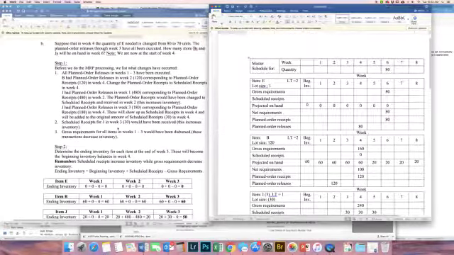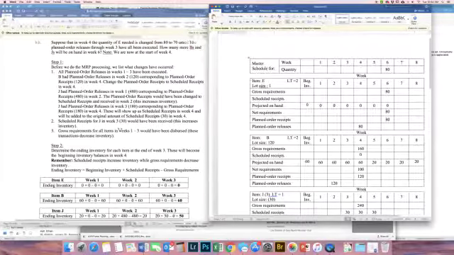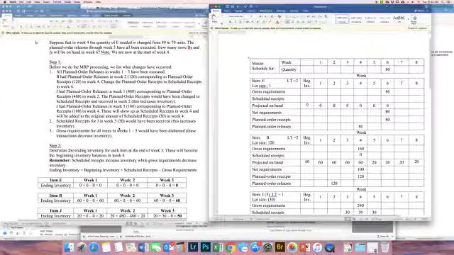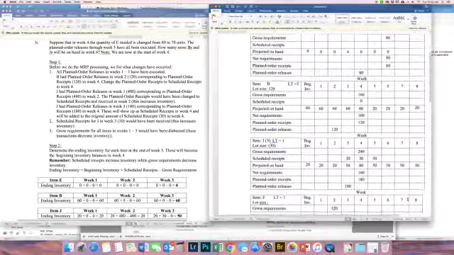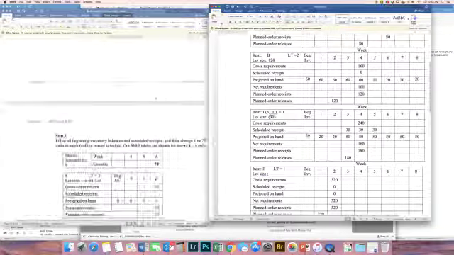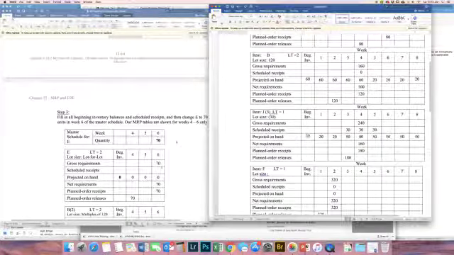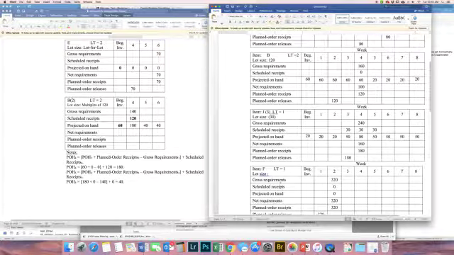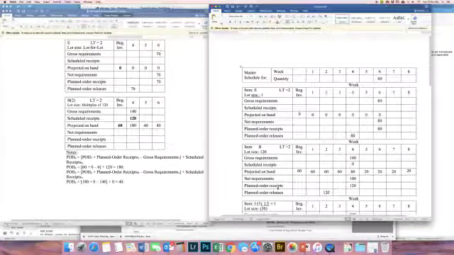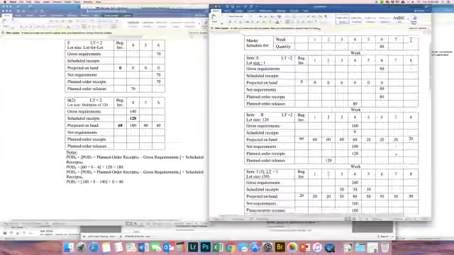Now, the second part of this equation is a little bit more advanced. So now it says, suppose that in week 4, the quantity of E needed is changed from 80 to 70 units, and the planned order receipts through week 3 have all been executed. How many more B's and J's will be on hand in week 6? So all you're basically doing is adjusting to say, now I need 10 less. How much extra am I going to have on hand when it's done? So it's just adjusting the inventory and redoing those schedules. So it's not that hard to do. Again, it's really about drilling down a little bit deeper into it.